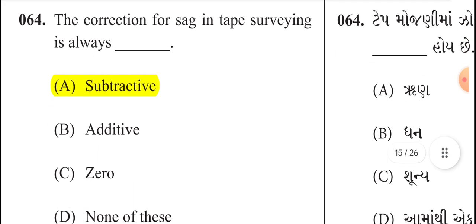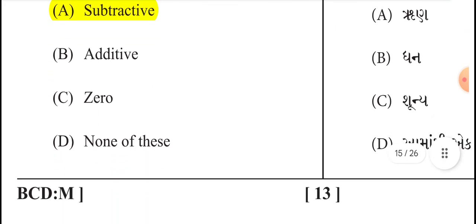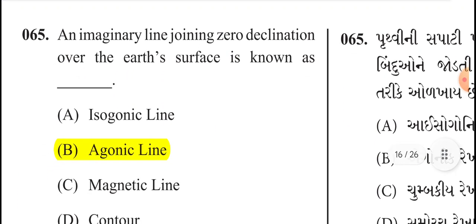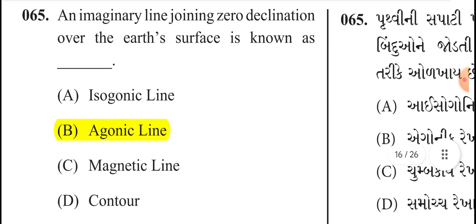The correction for sag in tape surveying is always subtractive. An imaginary line joining zero declination over the earth surface is the agonic line.